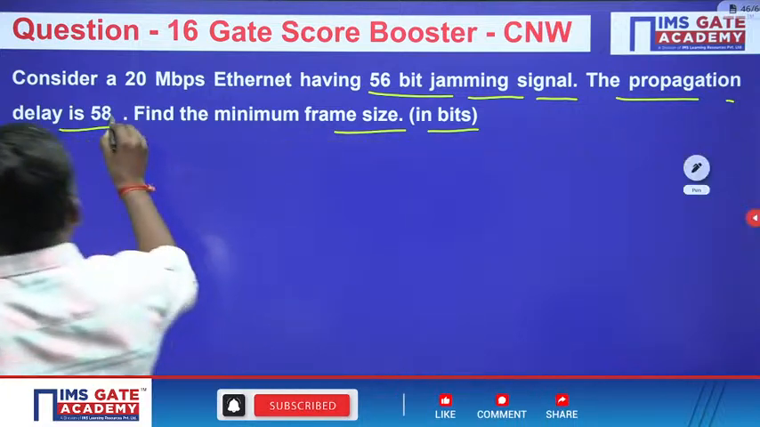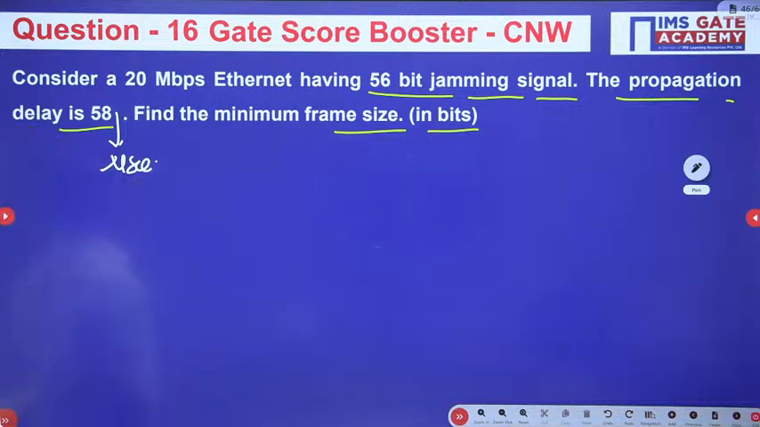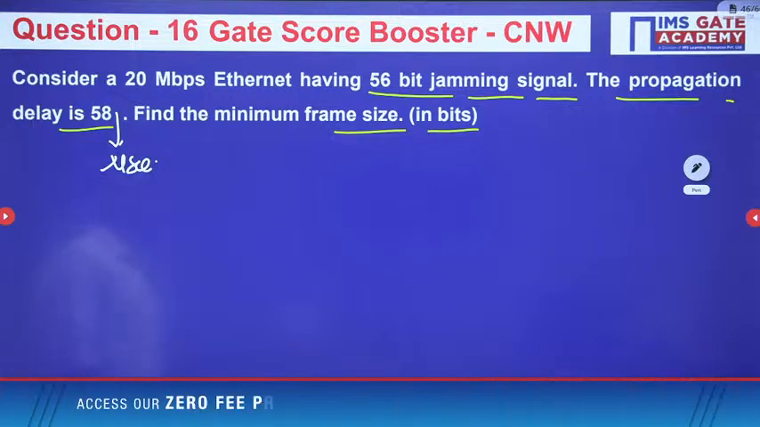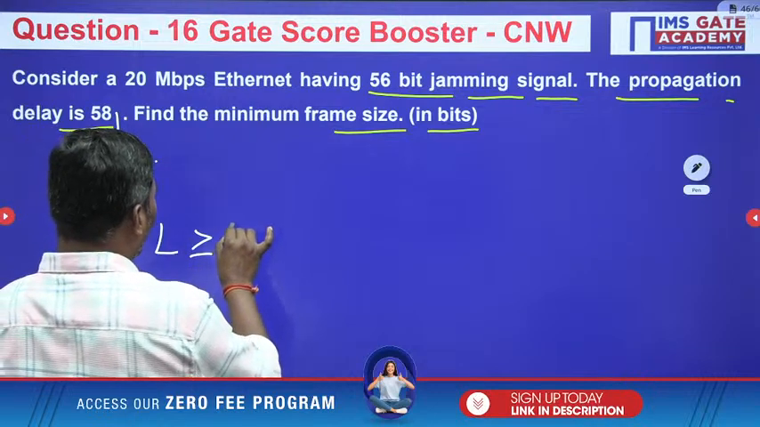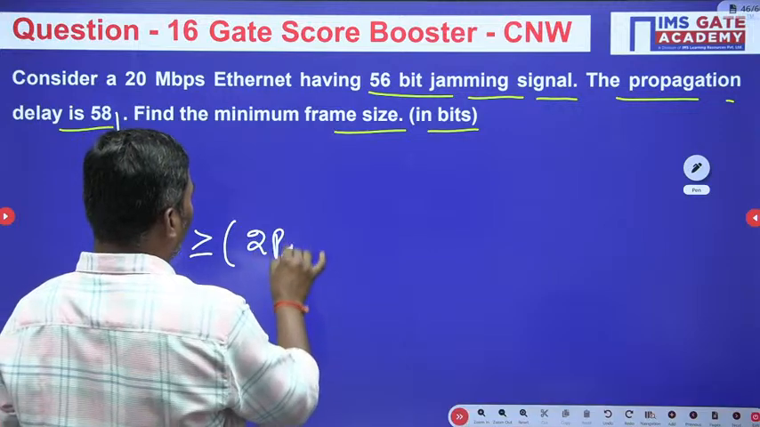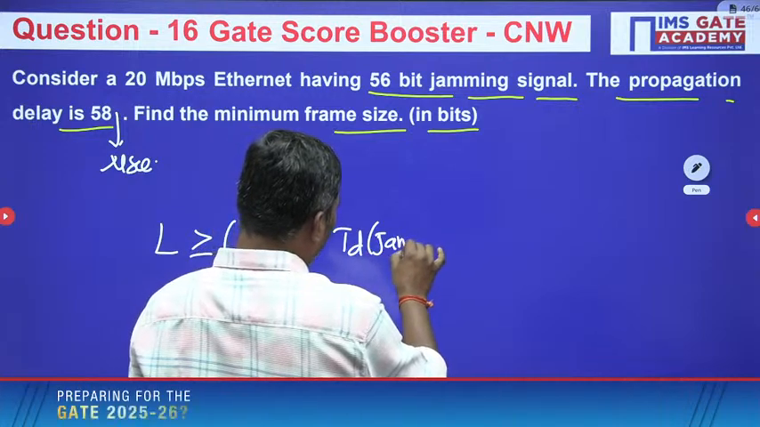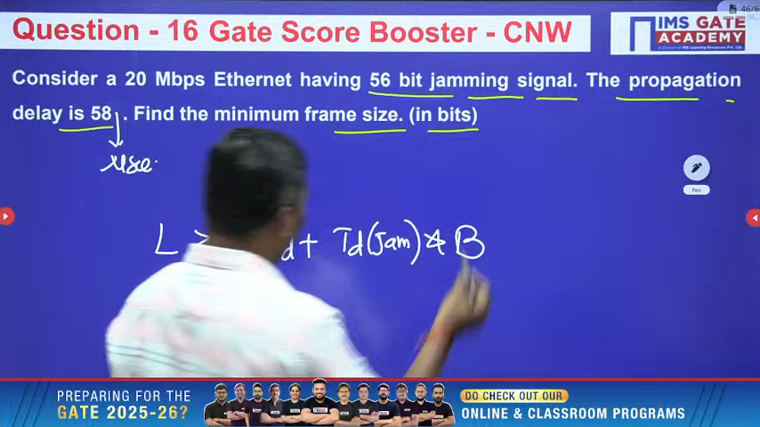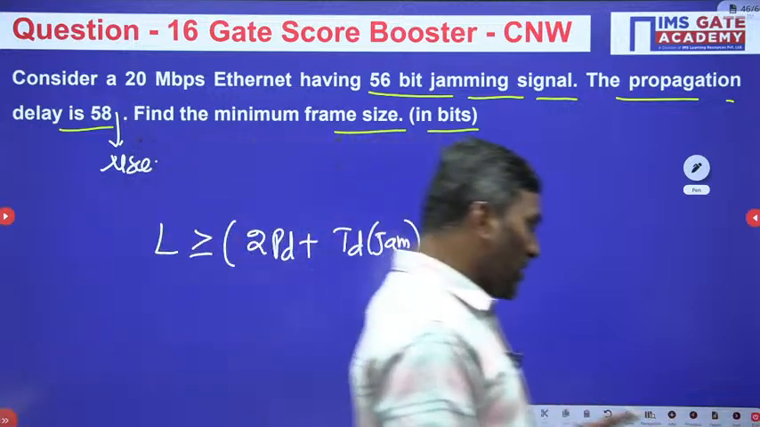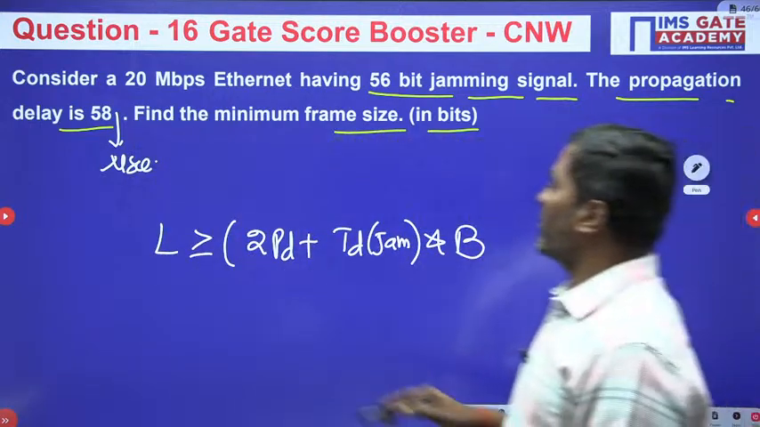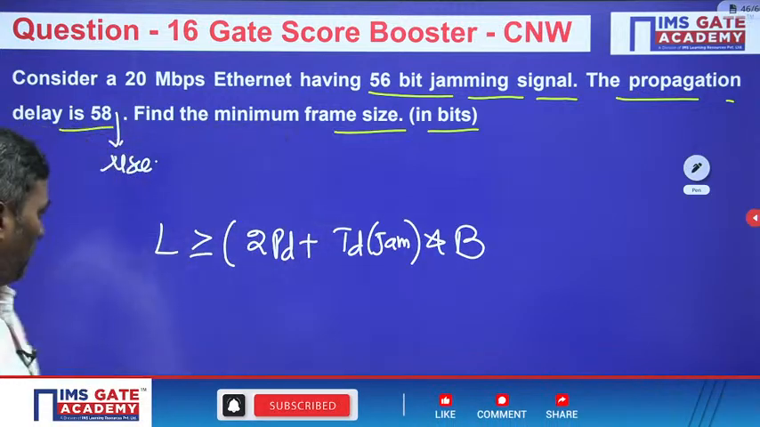I am taking 58, this unit is required in microseconds now. Propagation delay is in microseconds. Find the minimum frame size. So for the minimum frame size on Ethernet, we know L must be greater than or equal to 2 times the propagation delay plus the transmission delay of the jam signal into bandwidth, correct? This is going to detect the what? Collision, correct? To detect the collision in Ethernet, the minimum frame size must be greater than or equal to 2 times the propagation delay plus the transmission delay of the jam signal into bandwidth, correct?